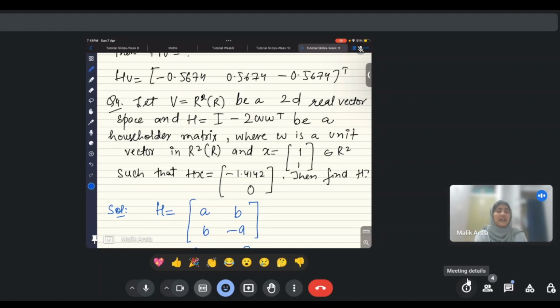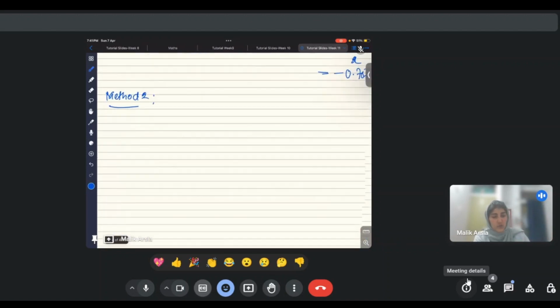So when you use the standard procedure, to form the H matrix, we need the value of W, which has not been given. So how do we calculate W? From X, we form a U vector. From that U, we form a V, and then we find the W. After that, we can get the H matrix, and then we can easily find HX. So we will do it that way also.